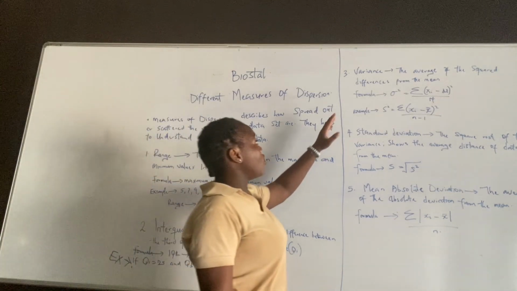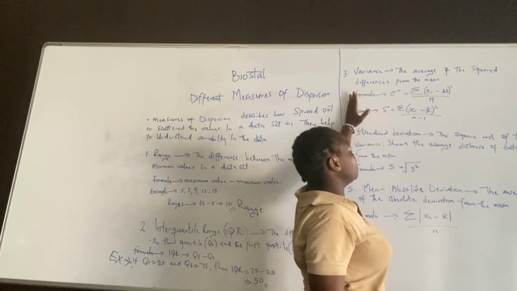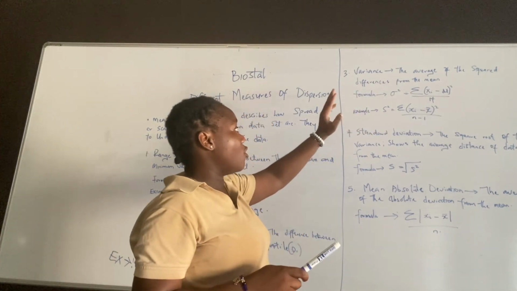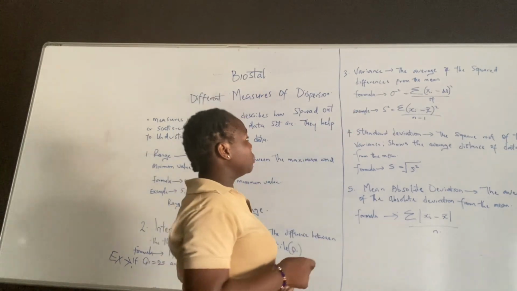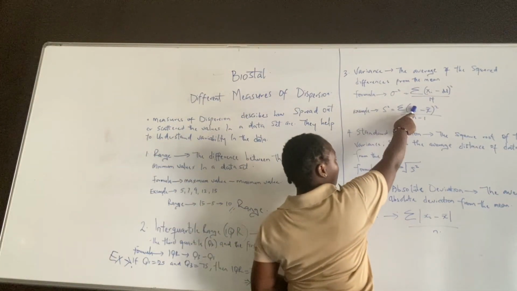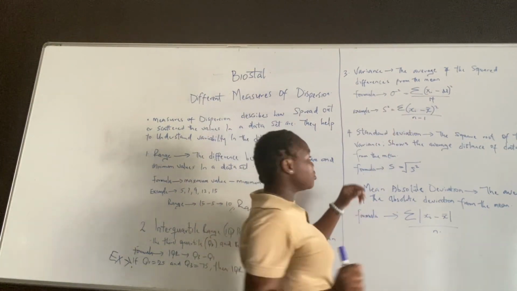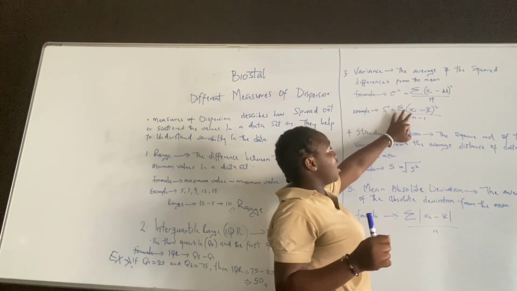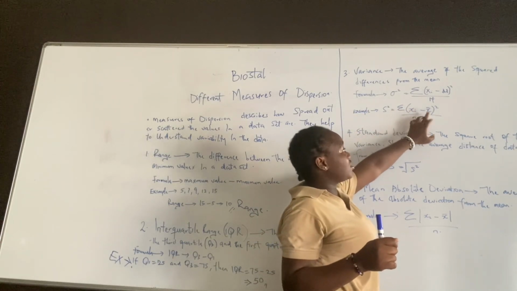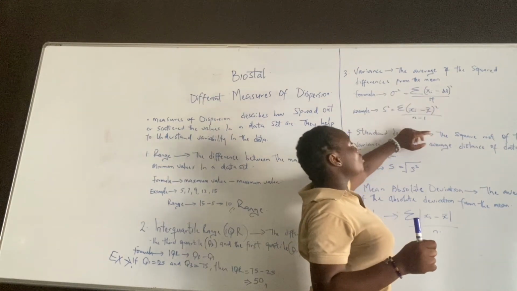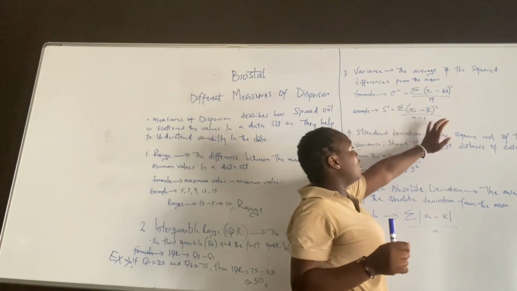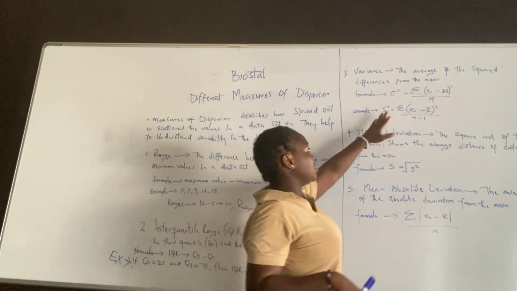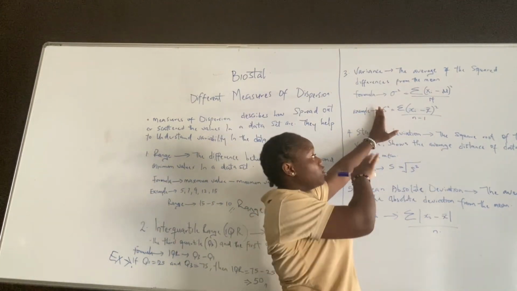And then when we go over to the third one, which is variance. Variance is the average of the squared difference from the mean. So this is the formula which we are going to use. s squared equals the summation of (xi minus x bar), squared, all over n minus 1. That is how it will be.